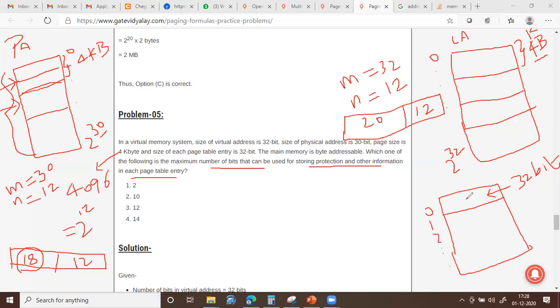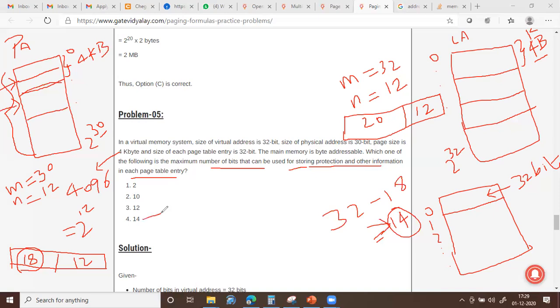But in the page table, each entry is 32 bits. All 32 bits are not required. What is 32 minus 18? It is 14 bits. Actually, we need only 18 bits to access the particular physical memory, but we have 14 extra bits. These 14 extra bits can be used for anything else. That is the question: the maximum number of bits that can be used for storing protection and other information. So the answer is 14.